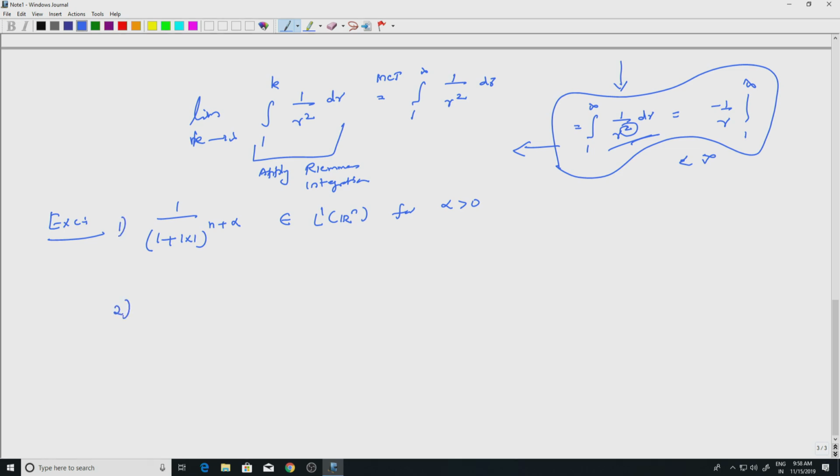You can also check that e to the minus mod x square is in L1. This is much easier because exponential decay is very fast. So this follows immediately because e to the minus mod x square is less than or equal to some constant times 1 by 1 plus mod x to any power you want. In particular you can put n plus 1 or any other bigger power. Okay, so you will get L1 immediately.